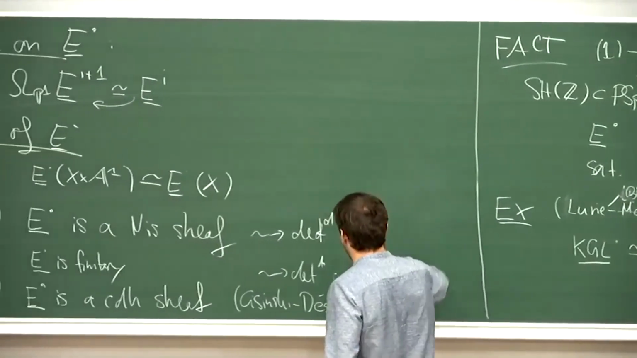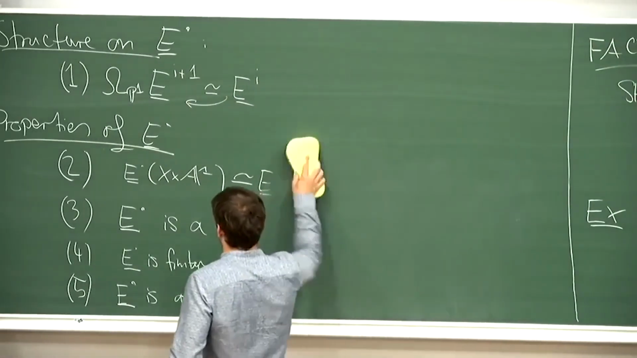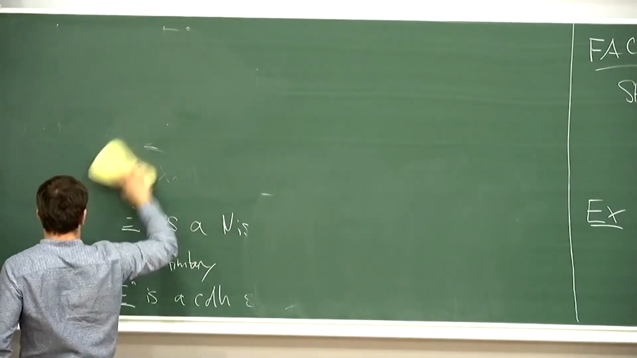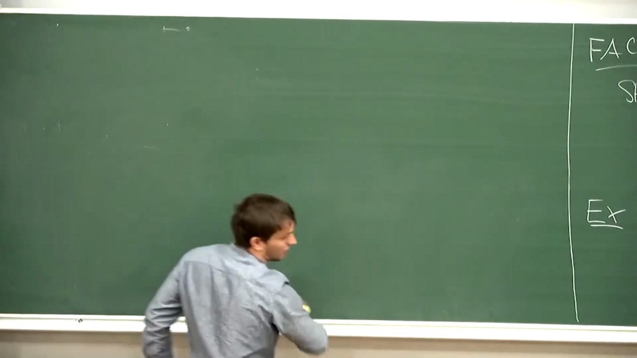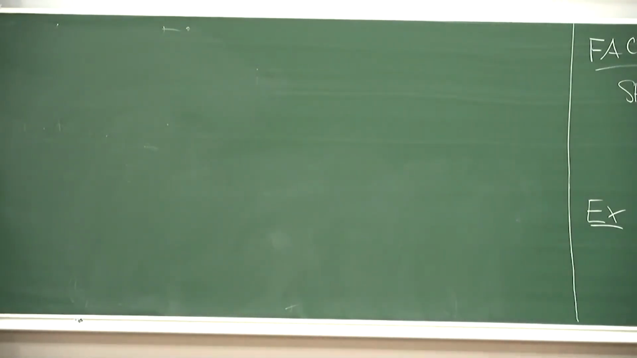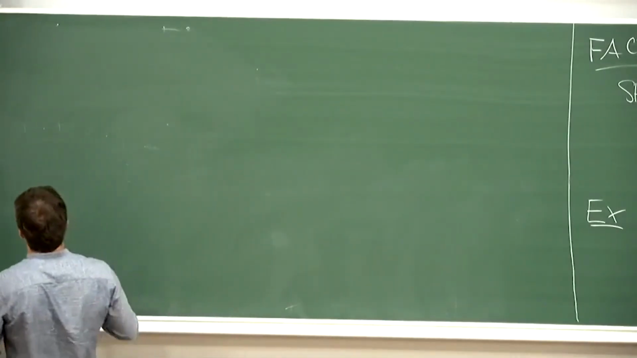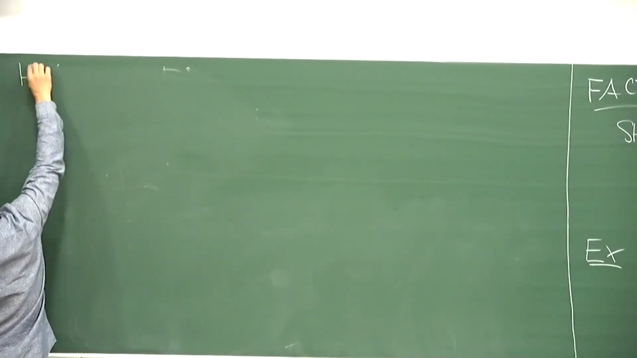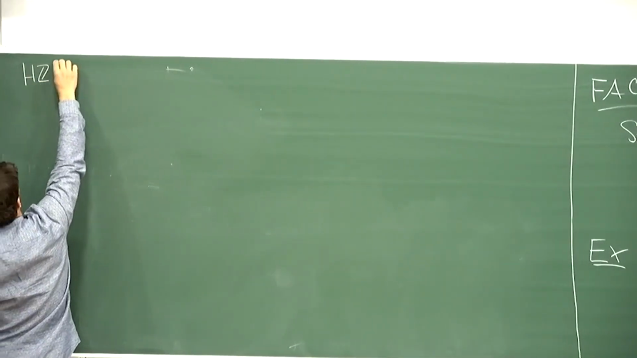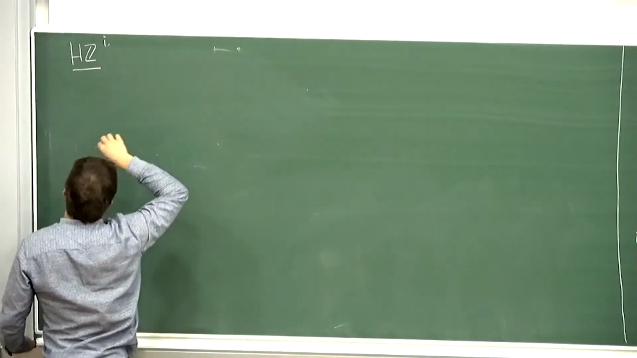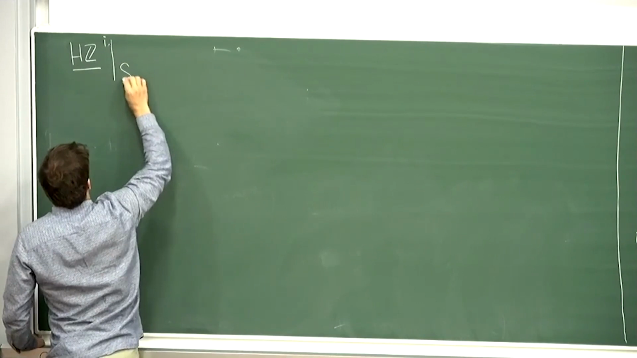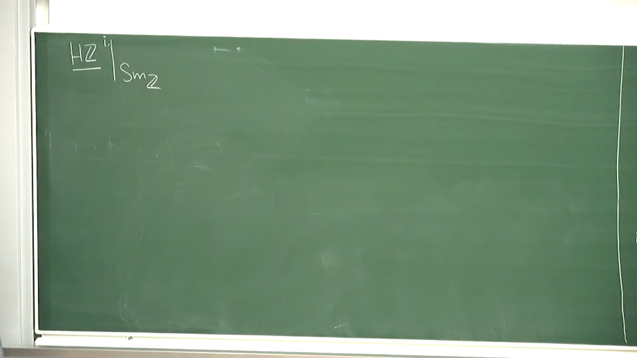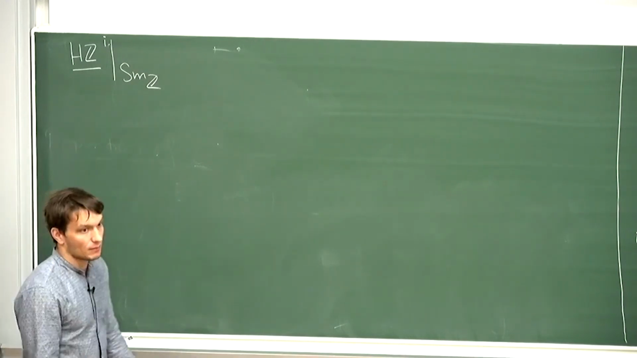And from there, you can sort of boost yourself up. Okay, so what one knows more or less by construction is that if I take my underlined HZ and I restrict it to smooth schemes, then, as a sheaf of spectra, this is 1-connective.